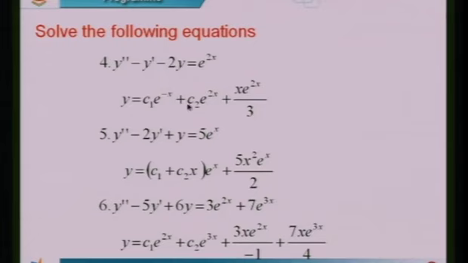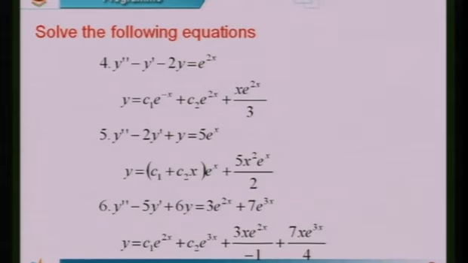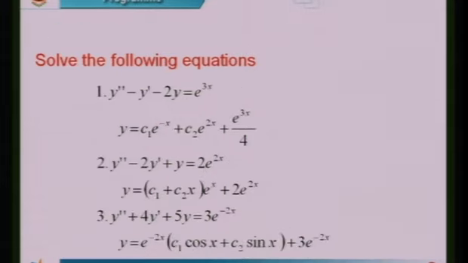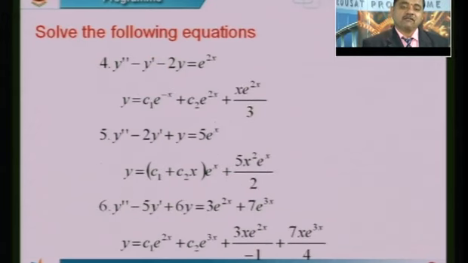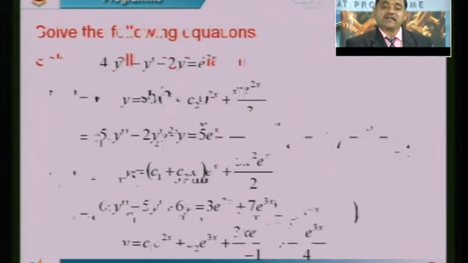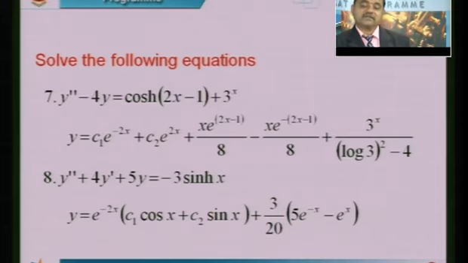Same thing: minus 1 and 2 are the roots. If you replace 2, 2 square is 4, and here it will become 0. So the denominator becomes 0. You can multiply by x and differentiate the denominator with respect to D. Now, so far the questions I have seen, 1, 2, 3, 4, 5, 6, everything is of second order.